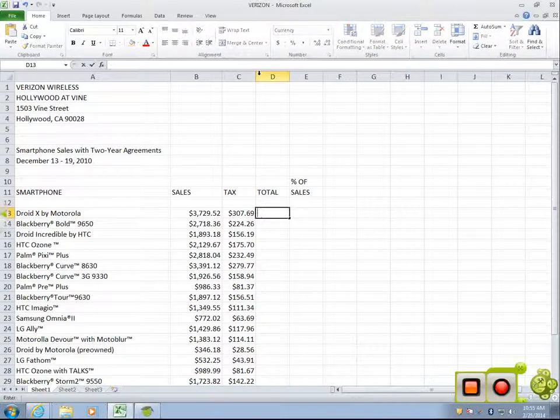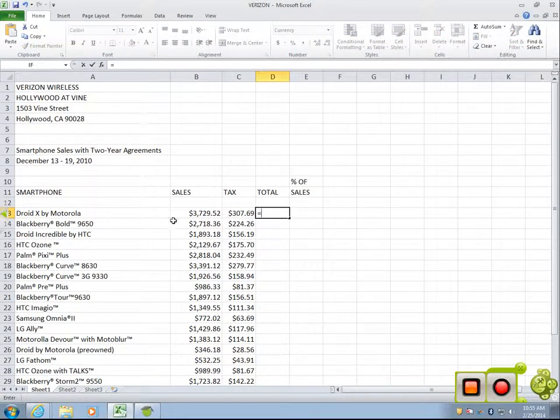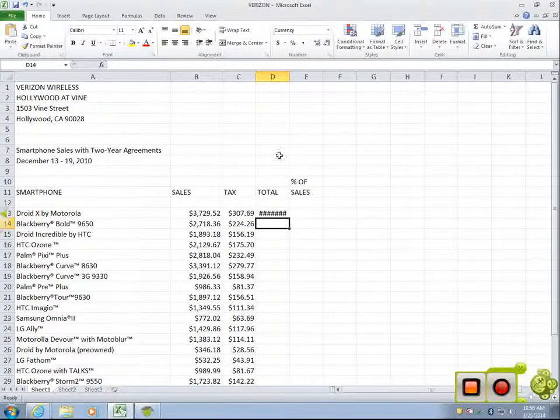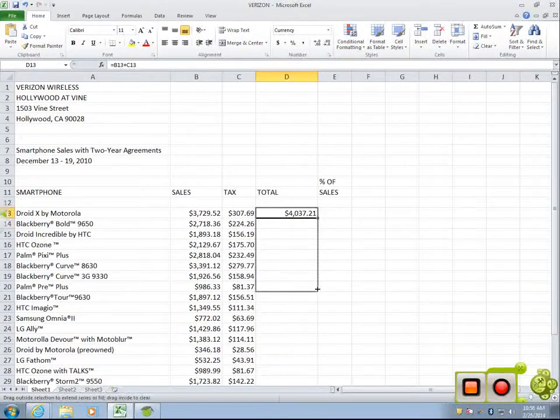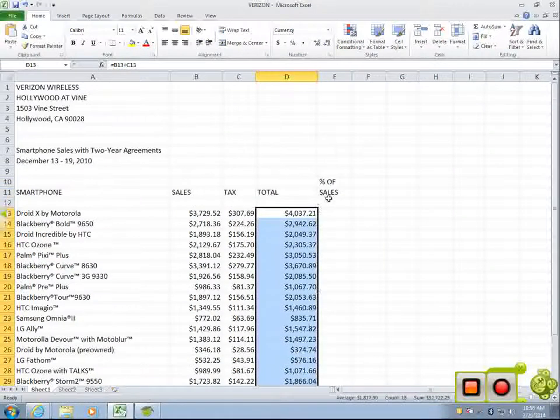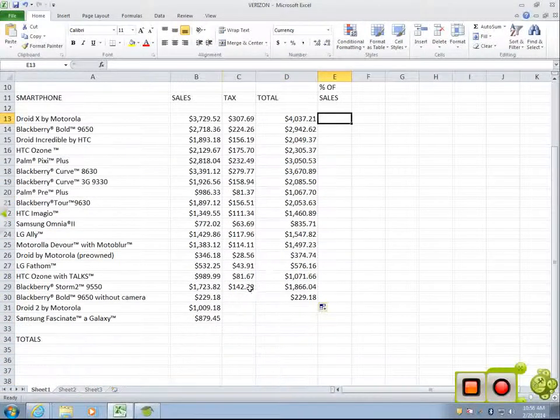So my total is equals my sales plus my tax. Don't use the numbers, just use the cells. Once again, I have this number sign problem. So all I have to do is make my column a little bit bigger. Drag her down, okay? Then percent of sales.